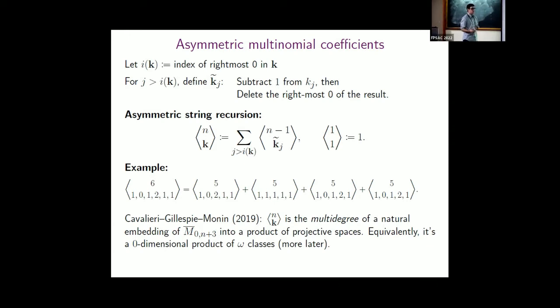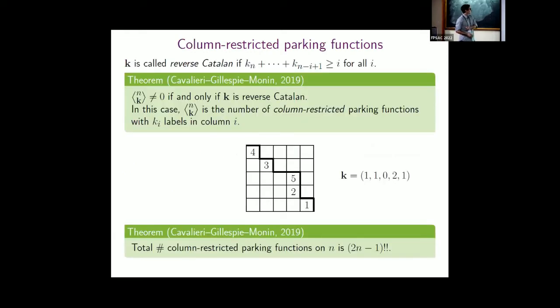I'll talk more about this later, but Cavalieri, Gillespie, and Monin's motivation was to compute the multi-degrees of a certain embedding of a moduli space into a product of projective spaces, or you can compute it in terms of what are called omega classes. They also gave a combinatorial interpretation for these numbers.